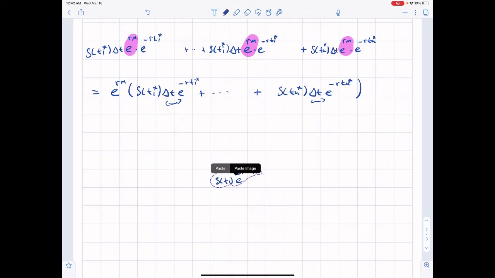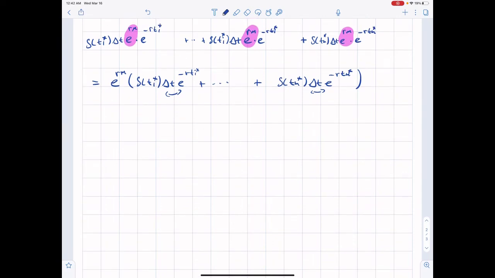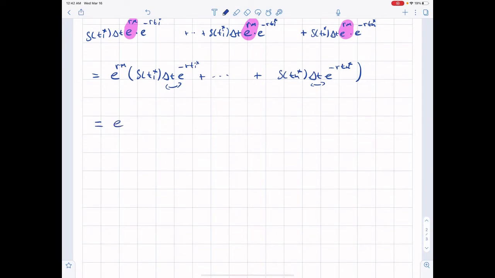And then I can switch around, because I'm multiplying, it doesn't matter what order, the delta t and the e to the negative r times the sample point. I can write this as e to the rm times s of t1 star e to the negative r t1 star delta t plus all the way through s of tn star e to the negative r tn star delta t.